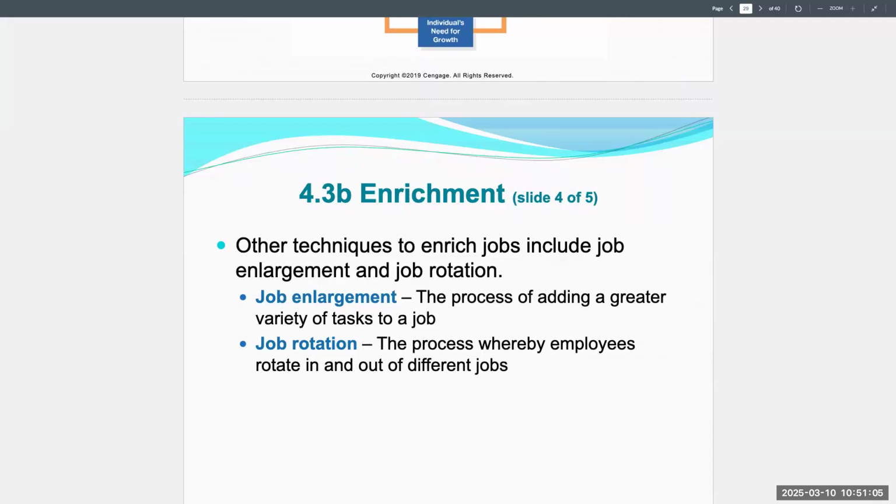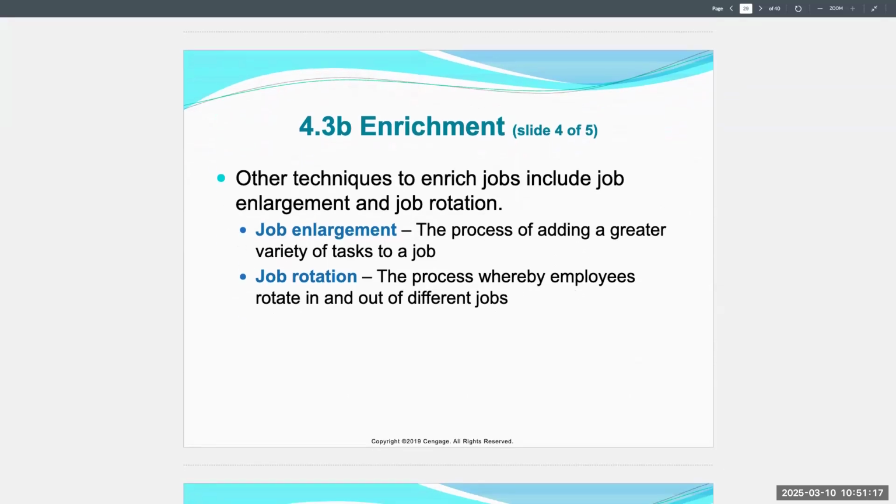Now, organizations want to enrich jobs and keep employees motivated. And they do that through 2 things: one, job enlargement, and two, job rotation. Job enlargement essentially is increasing the number of tasks with the same level of responsibility. So instead of doing just one repetitive task, an employee might take on several tasks. For example, a cashier who also stocks shelves and assists in customer service. They're not just a cashier. They also stock shelves, work with customers, and do all kinds of different things within the store.